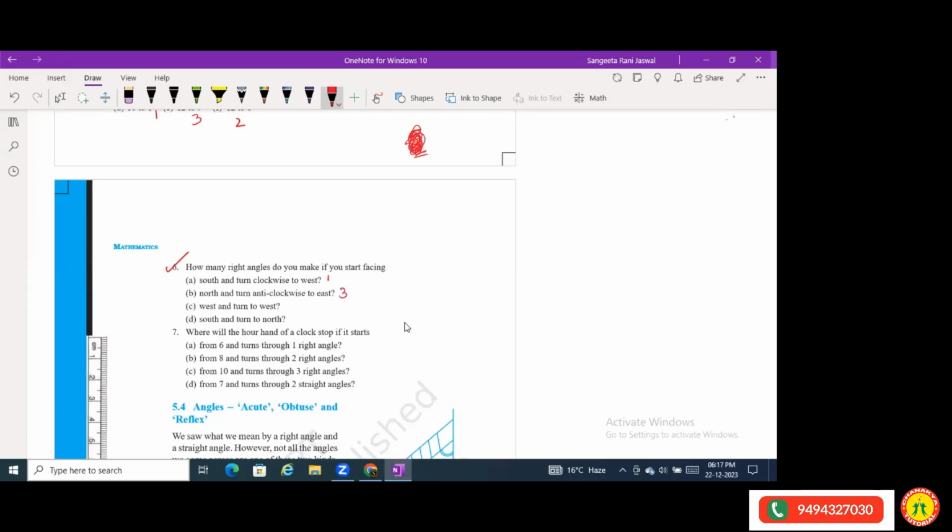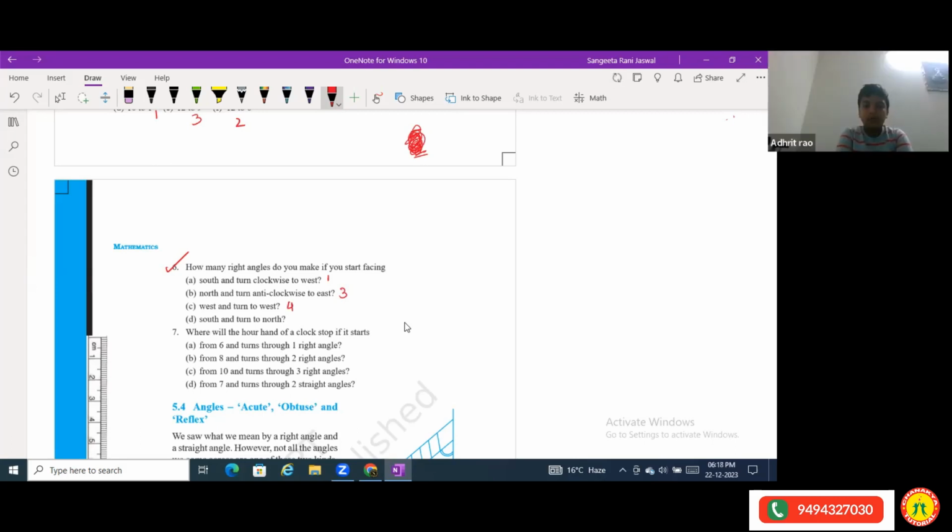Ma'am, actually I took a reference of a clock. That's why I took it that way. Okay. Afan will tell me: start facing west and turn to west. Ma'am, it will take 4. Yes, it's making a complete revolution. Adrit, you tell me. Ma'am, 2.